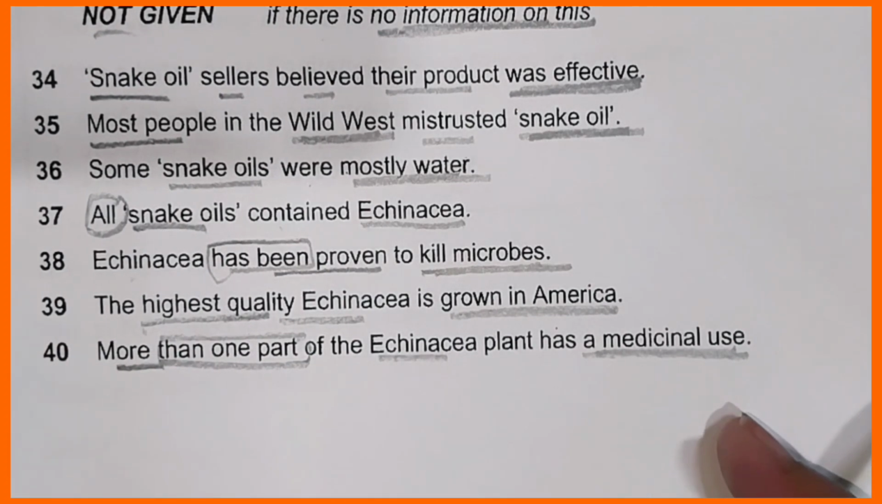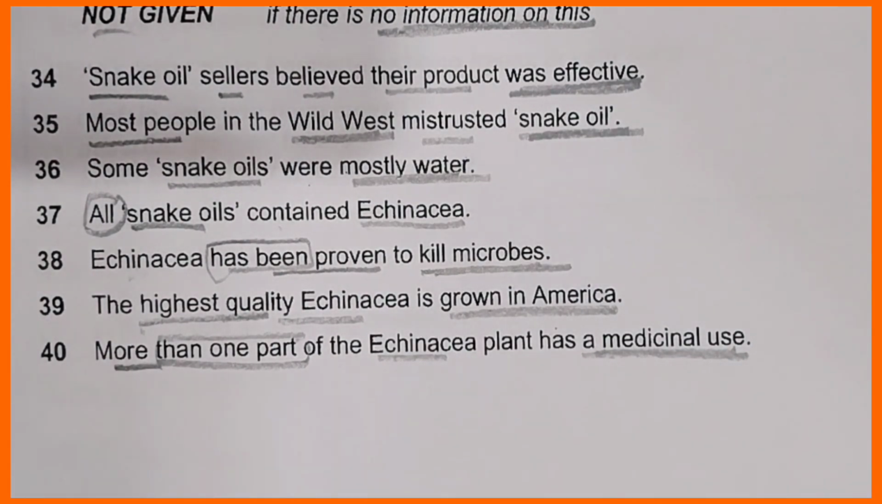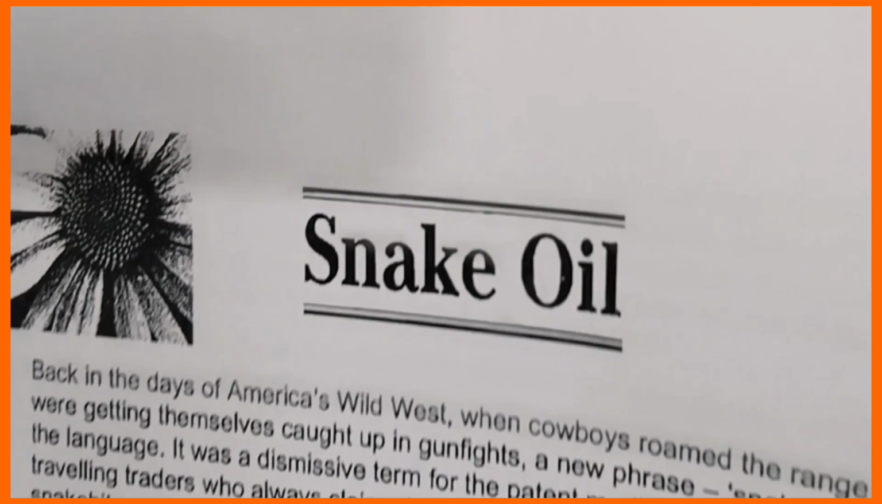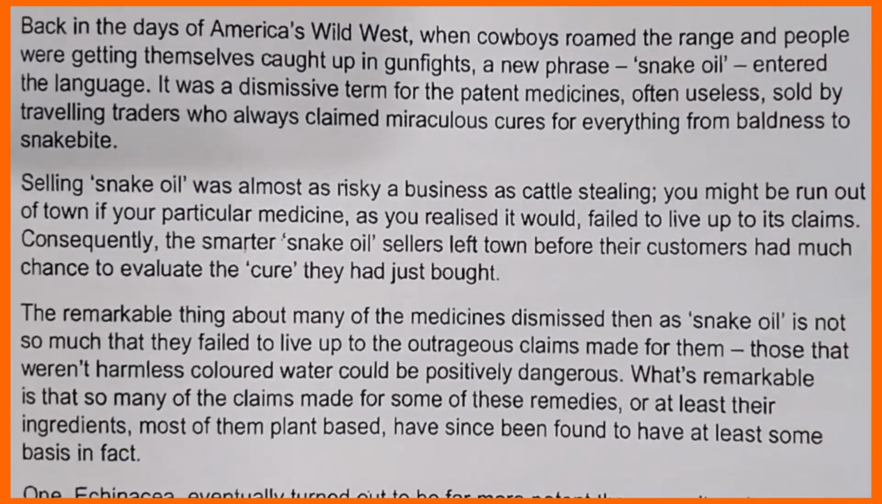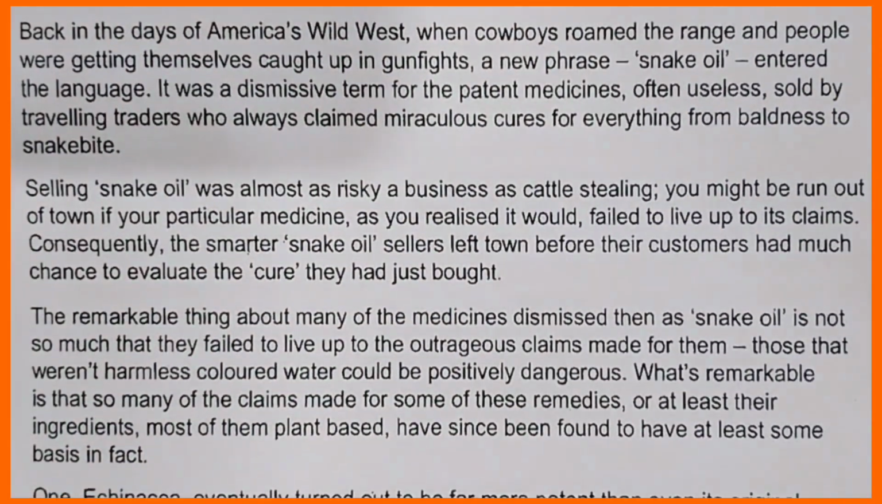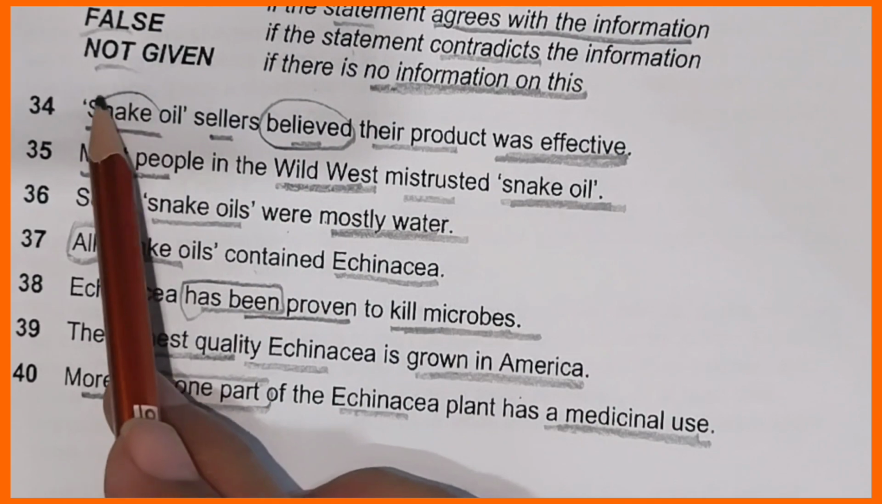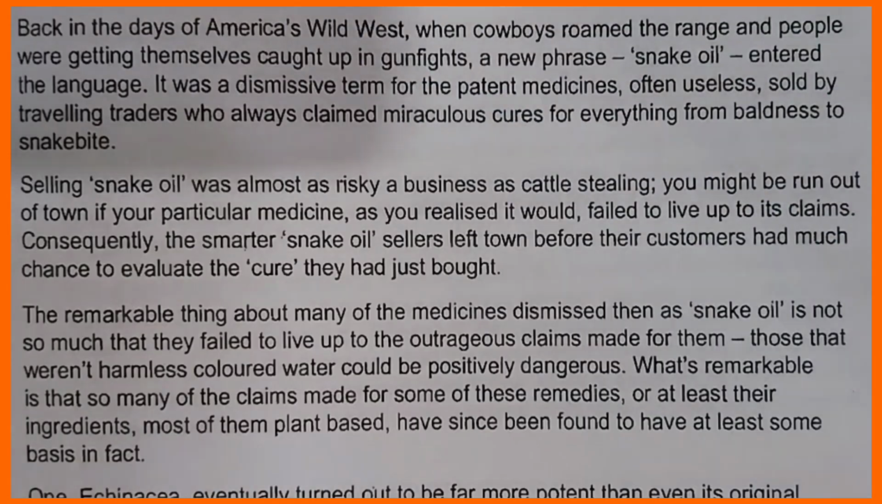So this was in the previous paragraphs we were reading. So we are supposed to go to the start of the passage again. We will start from the very first line. Wild West. So our question number 1 is snake oil sellers believed. So we are supposed to look for the snake oil sellers. They believed that the product was effective.